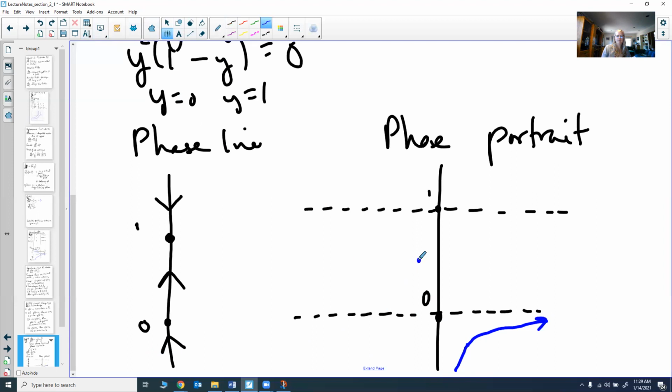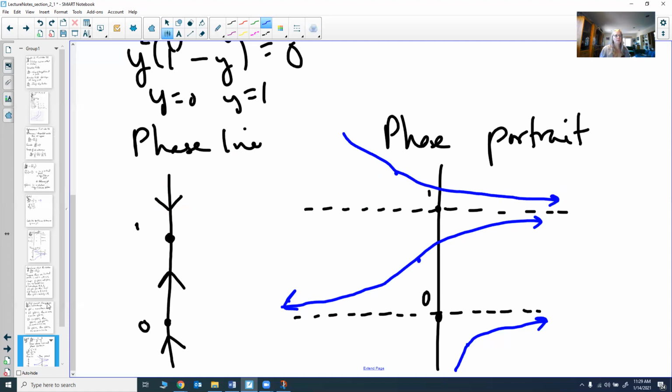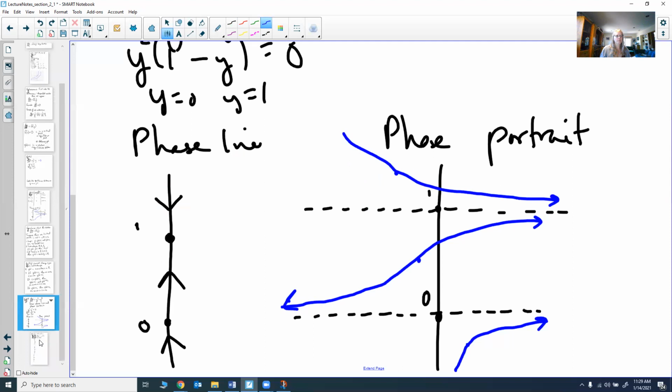Here, let's pick a point here. I know we're going to be, again, increasing. So we're going to increase, but we're going to come along that line. Then we're going to increase, increase, and then we're going to come along that line. And then if we pick a point above here, we know we're going to be decreasing. So we're going to be coming down to that point and then coming along this line. And there's what your phase portrait looks like.